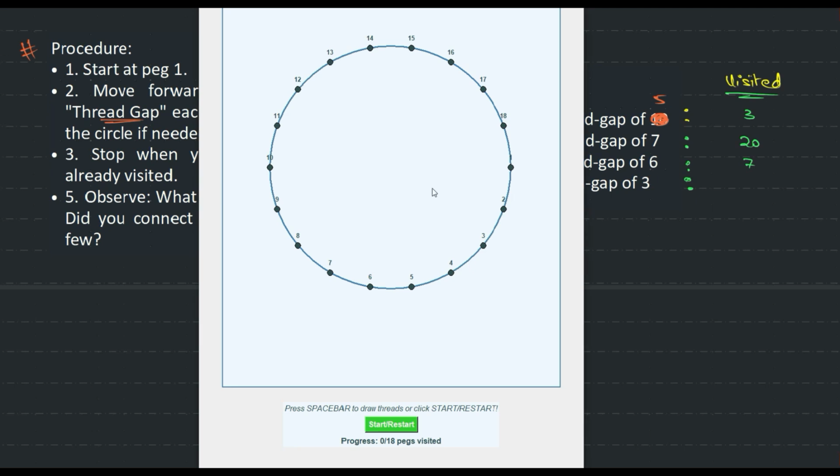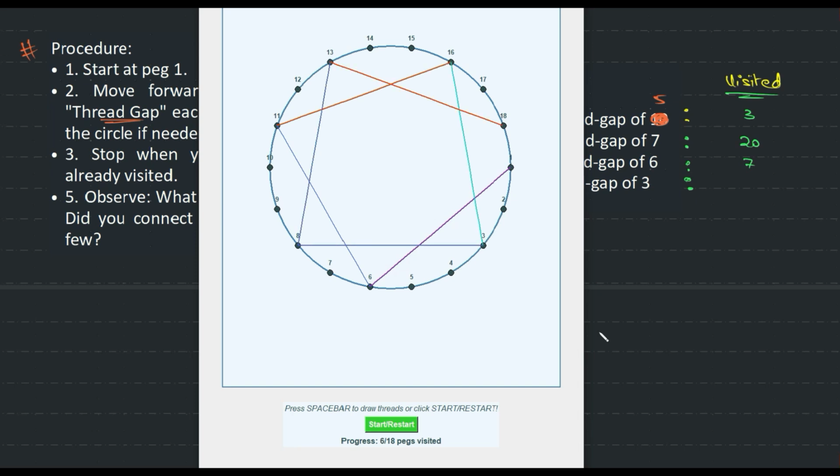So 1 will go to 6 because it has a gap of 5. That is not including 1. After 1, I'm starting off with 2. So 1, 2, 3, 4, 5. 5 gap. So you should not start at 6, but at 7. So 1, 2, 3, 4, 5. So 11. And the next number. So you have to keep doing that. Keep doing that.